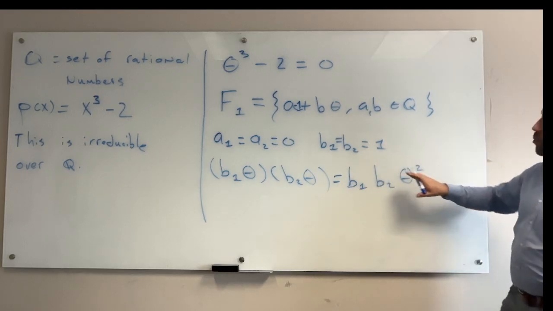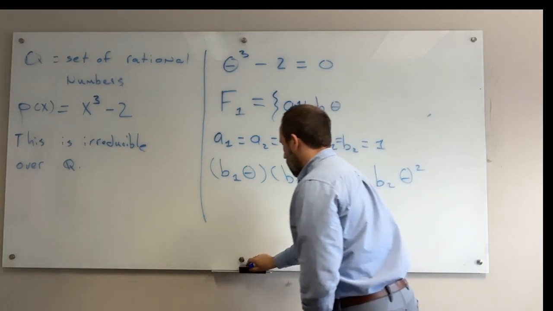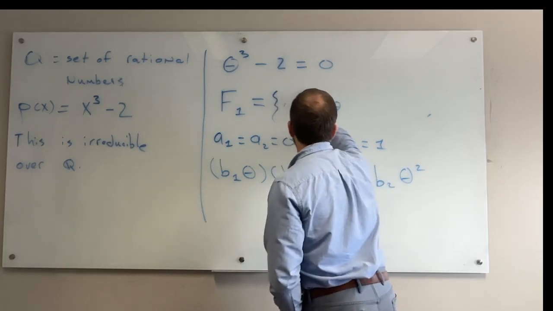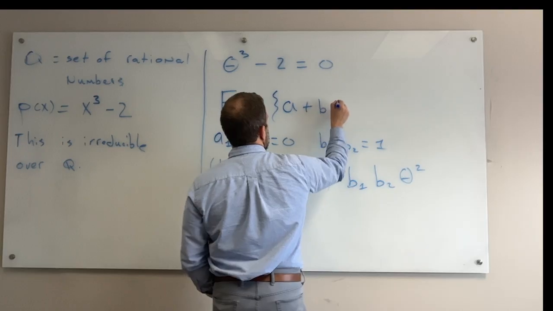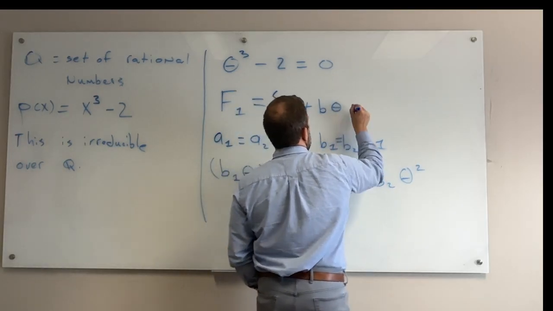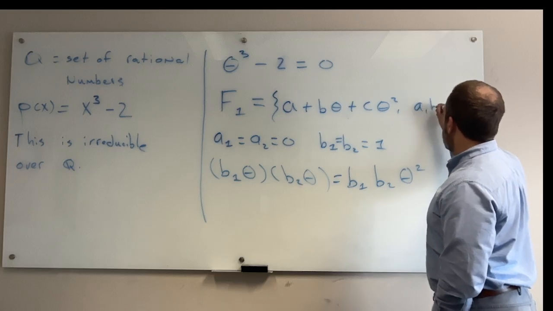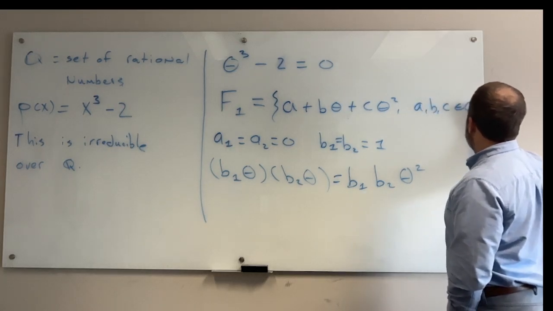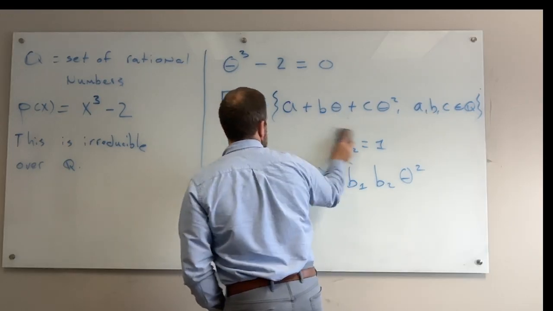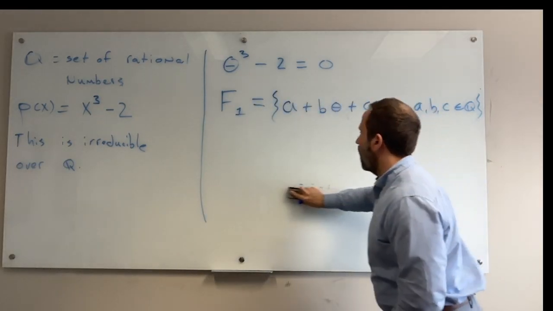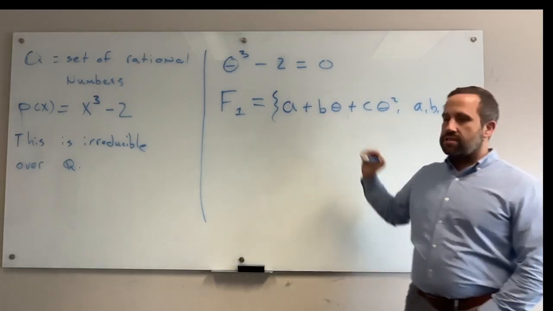So if we want to make this work, we can't just do theta here. We also need to add theta squared. Okay, so let me write it cleanly again. We're going to have a plus b theta plus c theta squared, where a, b, c are rational numbers. Now here what we know, and I will let you verify this for yourself, it's going to be some tedious algebra, this does define a field.